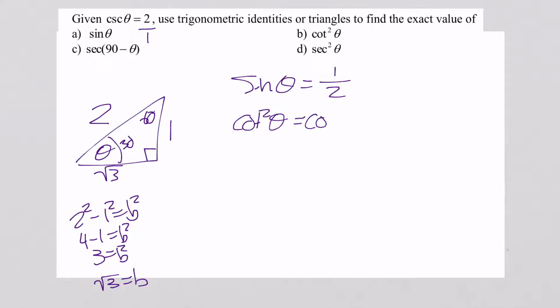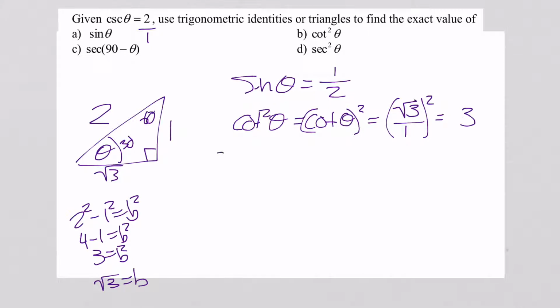Cotan squared of theta is the same as cotan of theta all squared. So what is cotan of theta? Well, cotan is adjacent, the square root of 3, divided by the opposite side of 1. But we are squaring it because it is cotan squared. Therefore, I get 3, which is kind of cool.